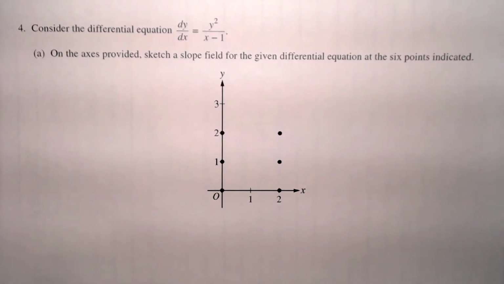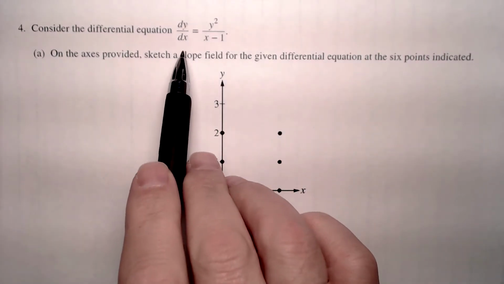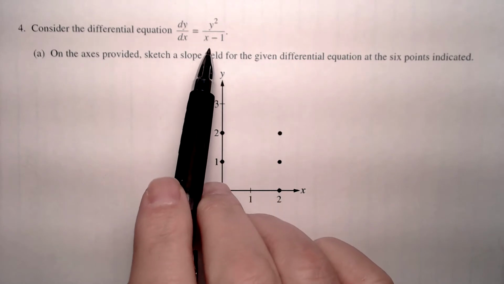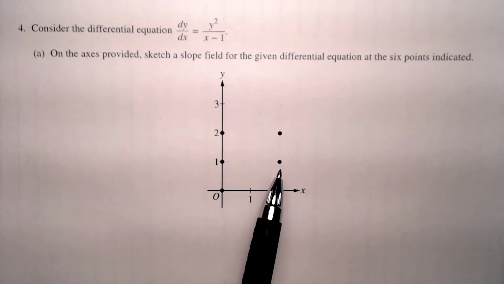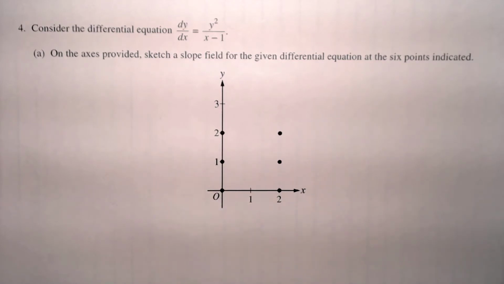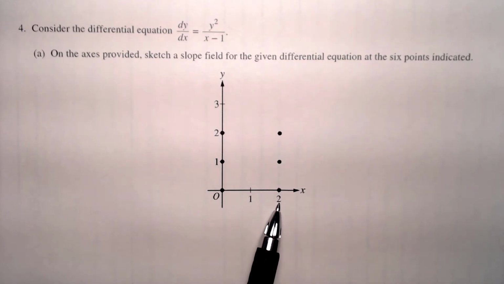In this question we are given the differential equation dy over dx is equal to this ratio, y squared over x minus 1, and we are being asked to sketch a slope field for the given differential equation at the 6 points that are indicated here. And so let's do that.